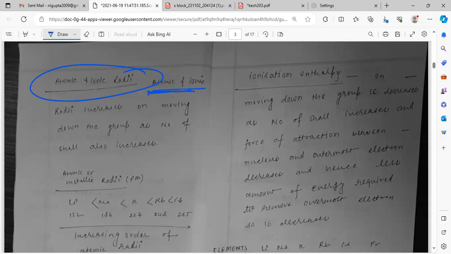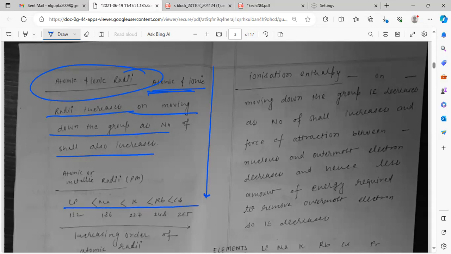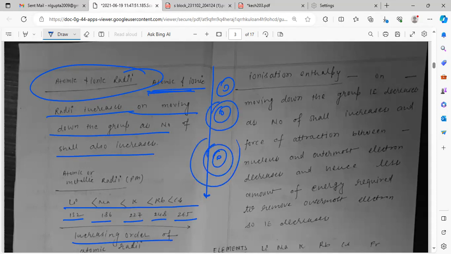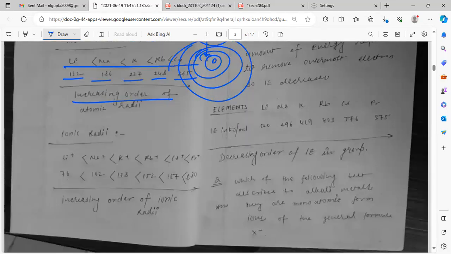Atomic and ionic radii increase on moving down the group as the number of shells increases. Here you see lithium, sodium, potassium, rubidium, cesium: 152, 186, 227, 248, 265. It keeps on increasing because the number of shells increases. But in the period, it will be the highest one.